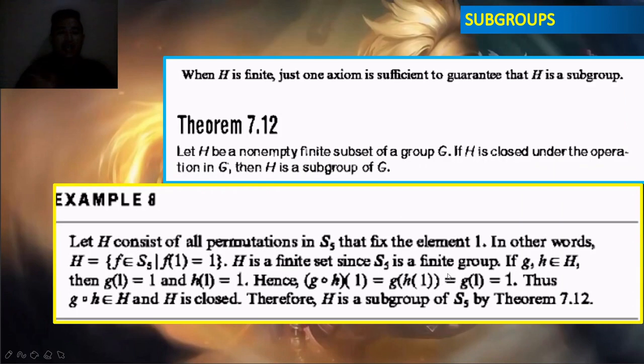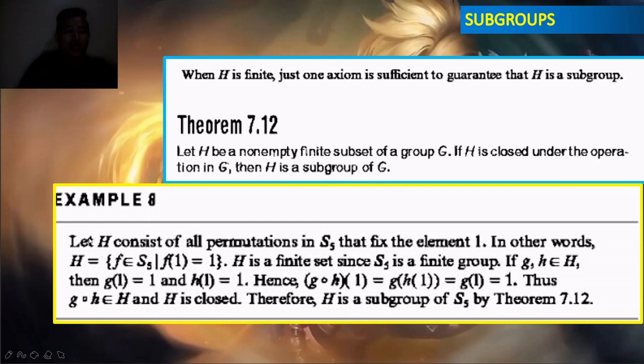Okay na ni. Next, when H is finite, just one axiom is sufficient to guarantee that H is a subgroup. Okay, so karon, class, infinite man tong atong H ganina, di ba? 1 0 B 1, ang B kay any real number, bisag unsa gyud, so di siya finite. So kung finite na lang, unsa na lang ang atong i-show? If H is a non-empty finite subset of a group G, and if H is closed under the operation in G, then H is a subgroup of G. So atong i-show na lang kato na property, ang closure property. So, subgroup na siya sa atong G.